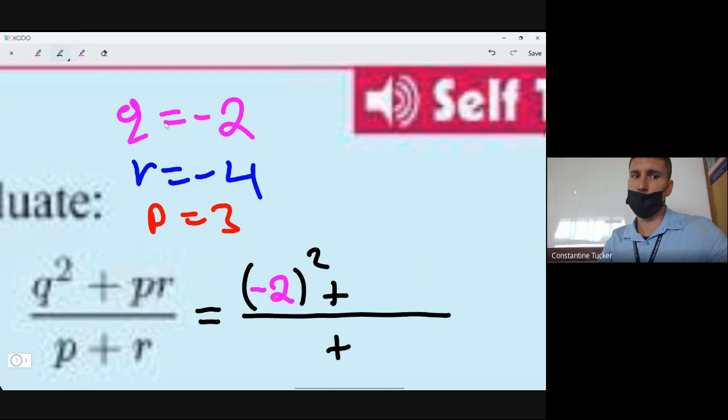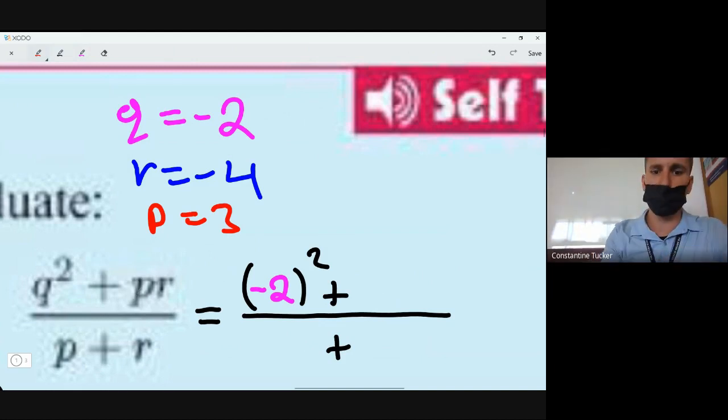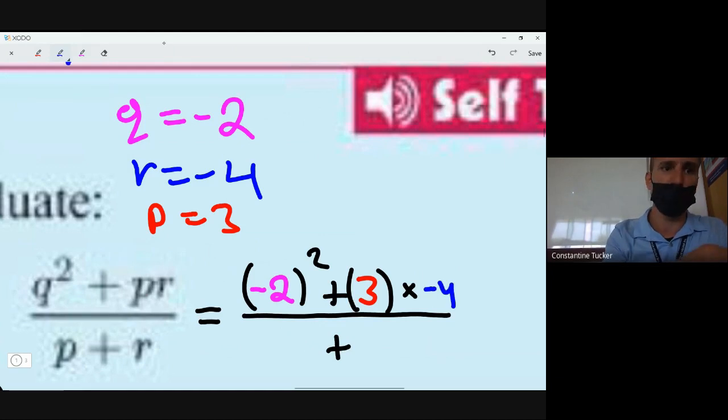Why the minus? Q is minus 2. So we're just replacing it with minus 2. Then we have plus. What is P times R, guys? Eyes on the board. Help us out. What is P times R? 3. So P is 3. Times. Now, what was R? -4. So that's going to be times -4. Excellent. Let's put that in brackets just to emphasize that.